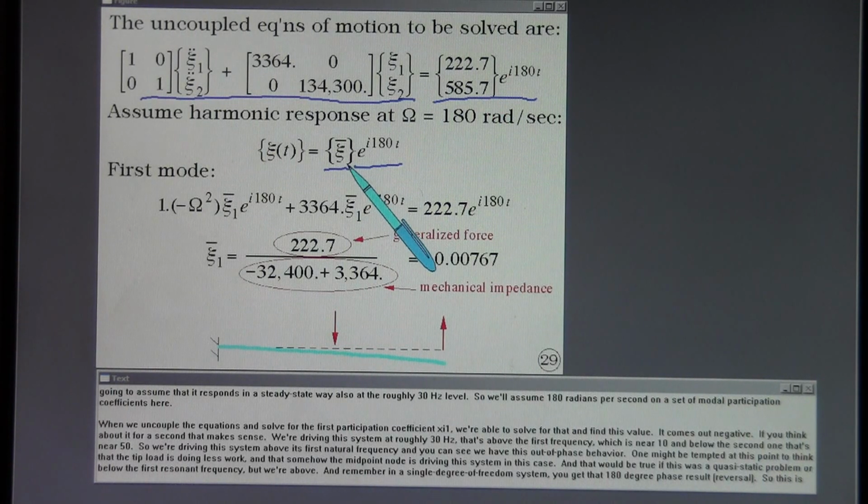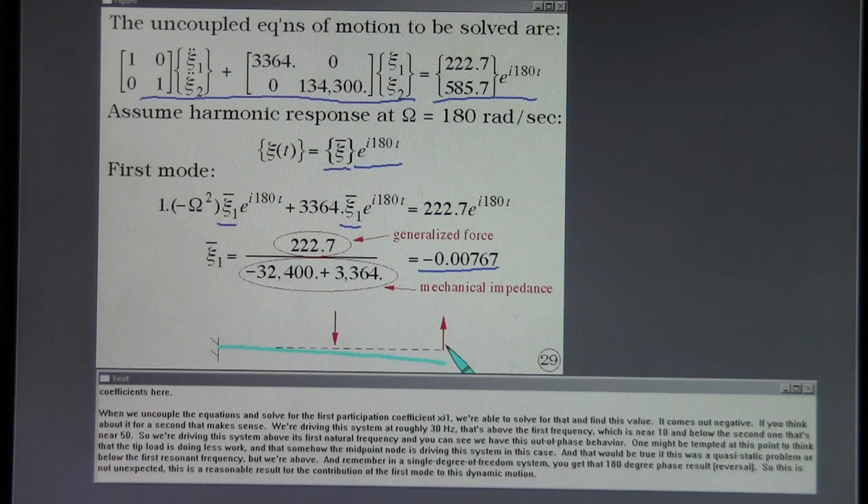When we uncouple the equations and solve for the first participation coefficient C1, we're able to solve for that and find this value. It comes out negative. If you think about it for a second, that makes sense. We're driving this system at roughly 30 hertz. That's above the first frequency, which is near 10, and below the second one that's near 50. So we're driving this system above its first natural frequency. And you can see we have this out-of-phase behavior.